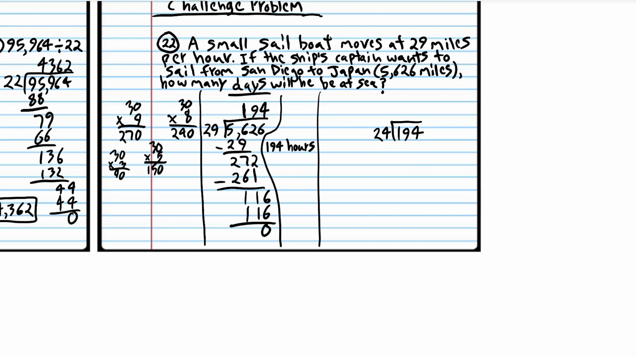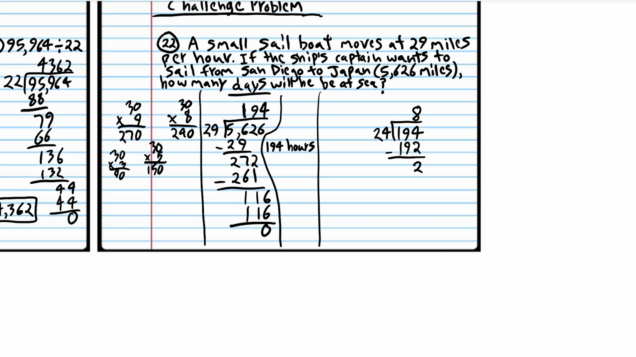All right, so 24 doesn't go into 1, it doesn't go into 9, but it does go into 194. Let's try maybe 7 times. 7 times 24 is 168. That's not enough. So let's try 8 times. 8 times 24 is 192. Looks like that's the closest we're going to get. So in this problem, we're going to have a remainder. 194 minus 192 is 2. We have a remainder. So that means 24 fits into 194 8 times.